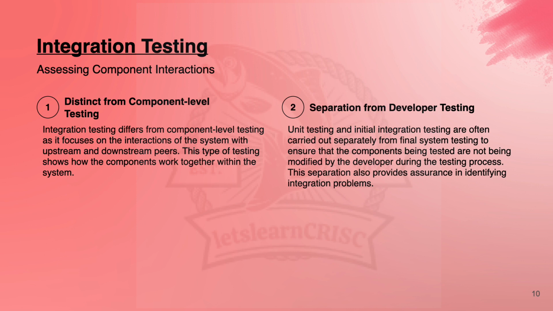So friends, unit testing and initial integration testing are often carried out separately from final system testing to ensure that the components being tested are not being modified by the developer during the testing process. Final system testing is conducted on the entire integrated system to validate that it meets the specified requirements and functions as intended. It is the last phase of testing before deployment.